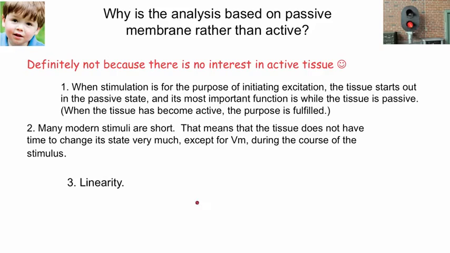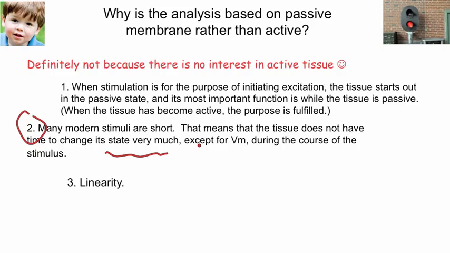Then, secondly, many modern stimuli are short. That is to say, they're precisely controlled in their duration. They're often less than a millisecond and sometimes only a fraction of that, say 200 microseconds, 300 microseconds. That means that the tissue does not have time to change its state, does not have time to change the probabilities very much. Throughout the stimulus, the tissue retains largely the properties it had at the beginning of the stimulus. So while one may not assume that it's passive in the sense of having resting properties, one can assume it's passive in the sense of having unchanging properties electrically throughout the course of the stimulus.